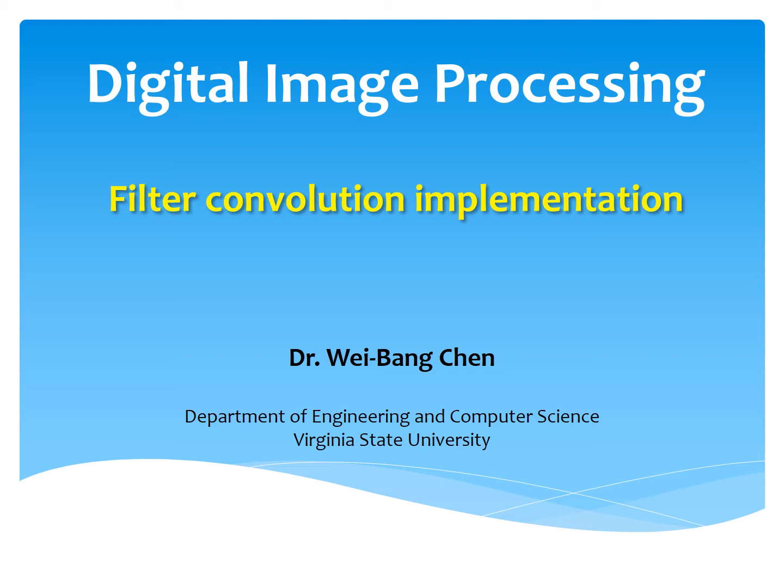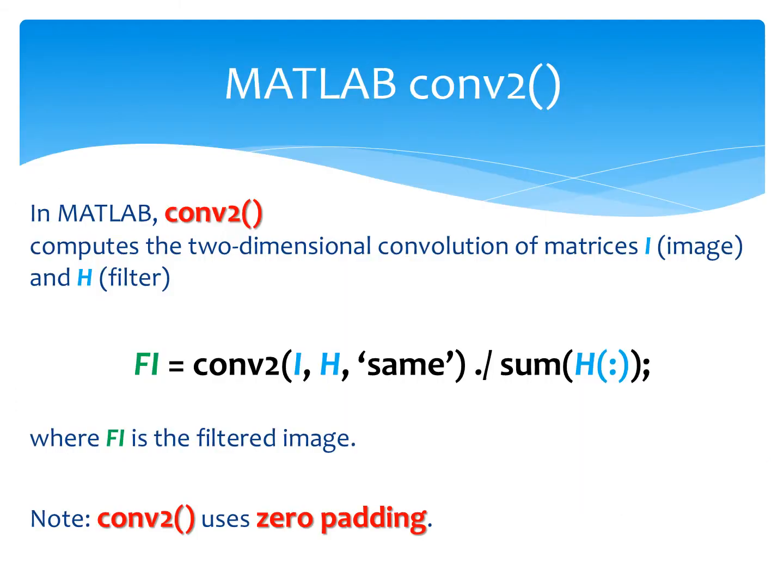In this video, we will introduce the MATLAB filter convolution function, CONV2, and how to implement your own filter convolution function in MATLAB. MATLAB has a built-in function named CONV2 to perform filter convolution. This function computes the two-dimensional convolution of matrix I, which is the image, and H, that is the filter.